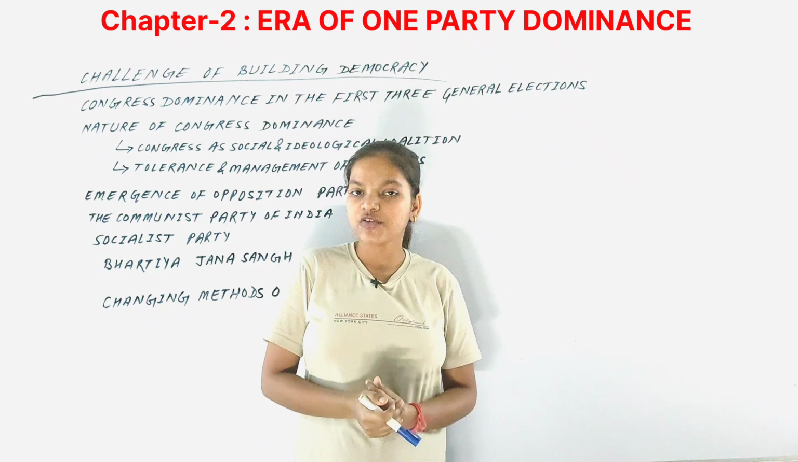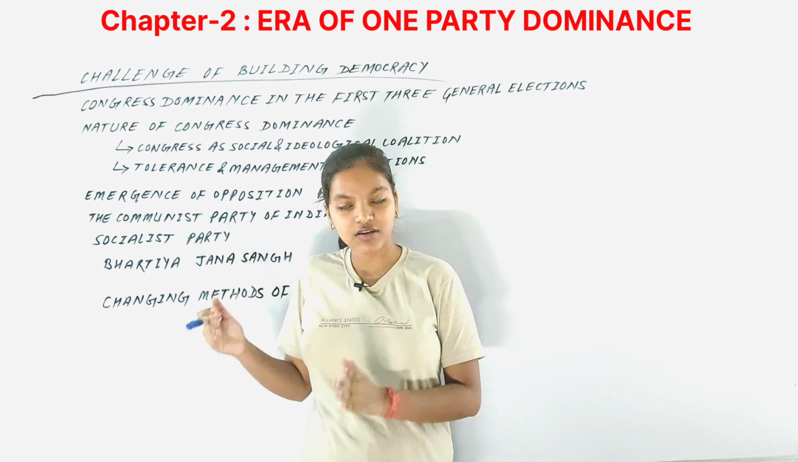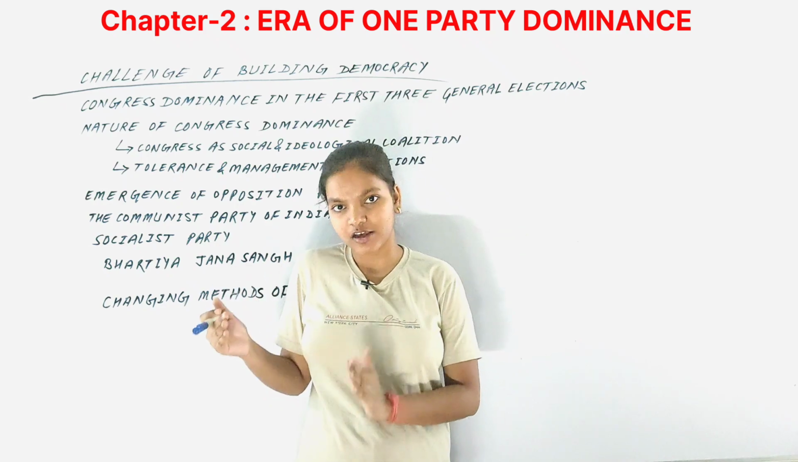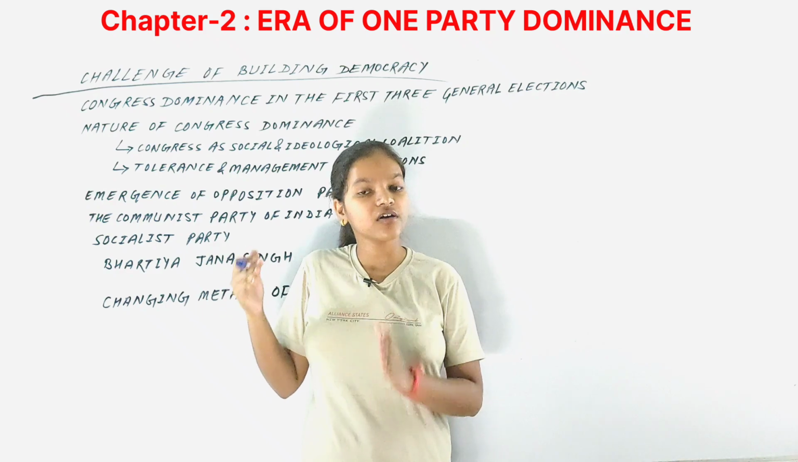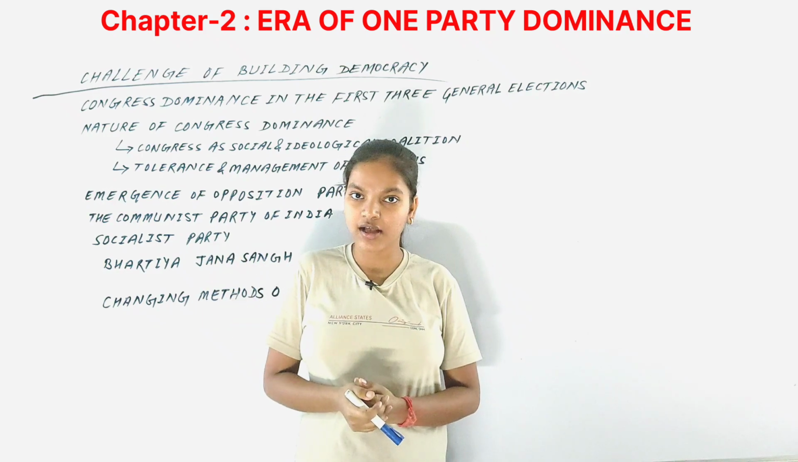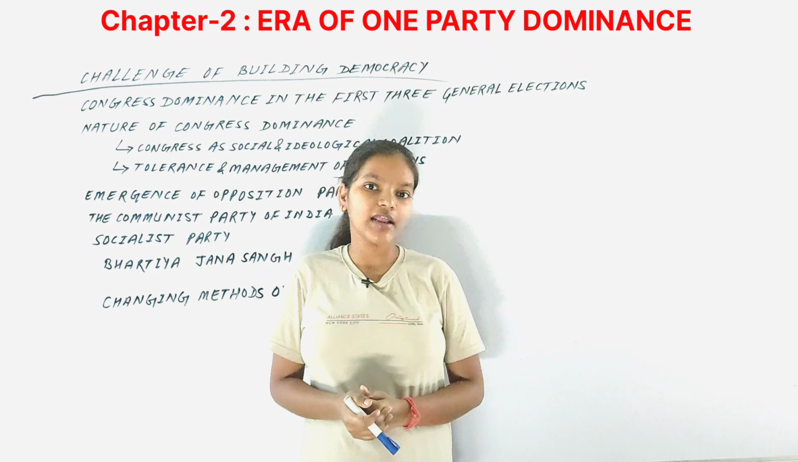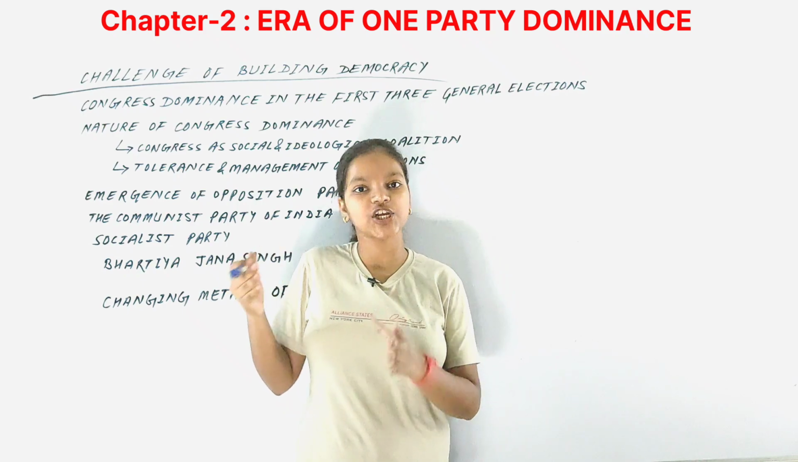Now in 1950, when the Constitution of India was written, the Election Commission was set up, and Sukumar Sen became the first Chief Election Commissioner of the country. Now what would happen after setting up the Election Commission of India?